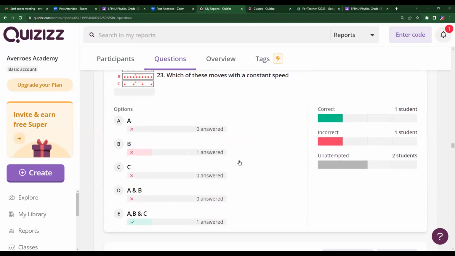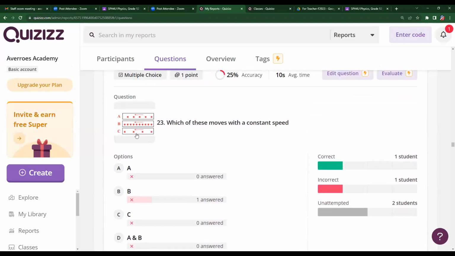Constant speed. So constant speed is when the distance between dots will be the same. Right, so it's A, B, and C. Yeah, so the distance stays the same.